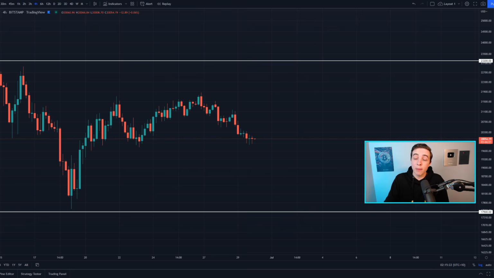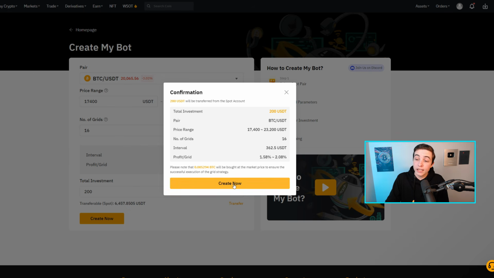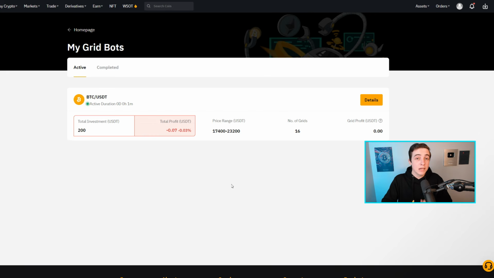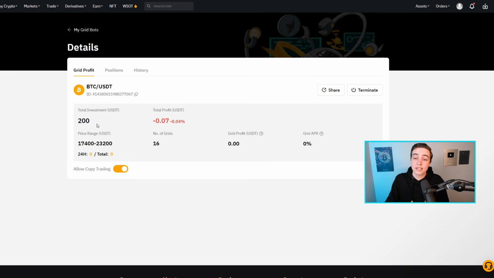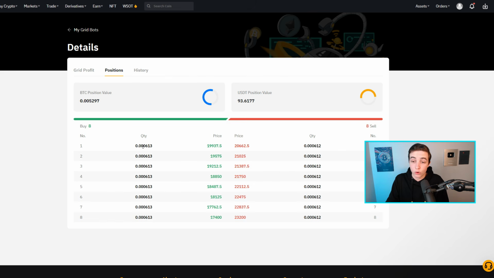So anyway, going back to this confirmation window and clicking create now, that has now immediately created this trading bot. And if we click details right here, we can see our total investment, the price range, total profit so far. And if we click positions, this actually shows us all of the buy orders and sell orders that are placed in the market at each Bitcoin price.